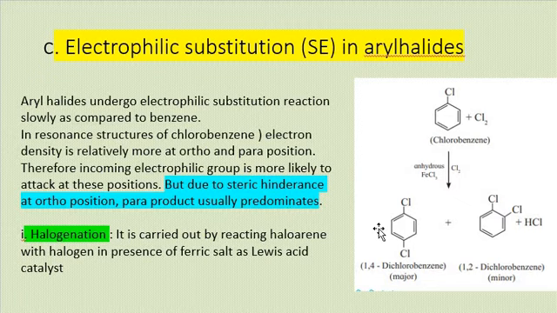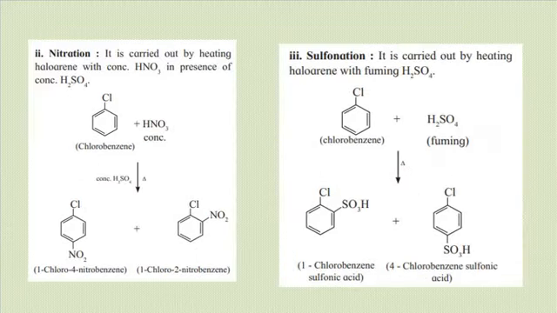So let's talk about halogenation. Halogenation of chlorobenzene. If chlorobenzene is reacting with chlorine in presence of anhydrous FeCl3, you would be getting ortho-dichlorobenzene and para-dichlorobenzene along with the formation of HCl, and the para product would be the major product.